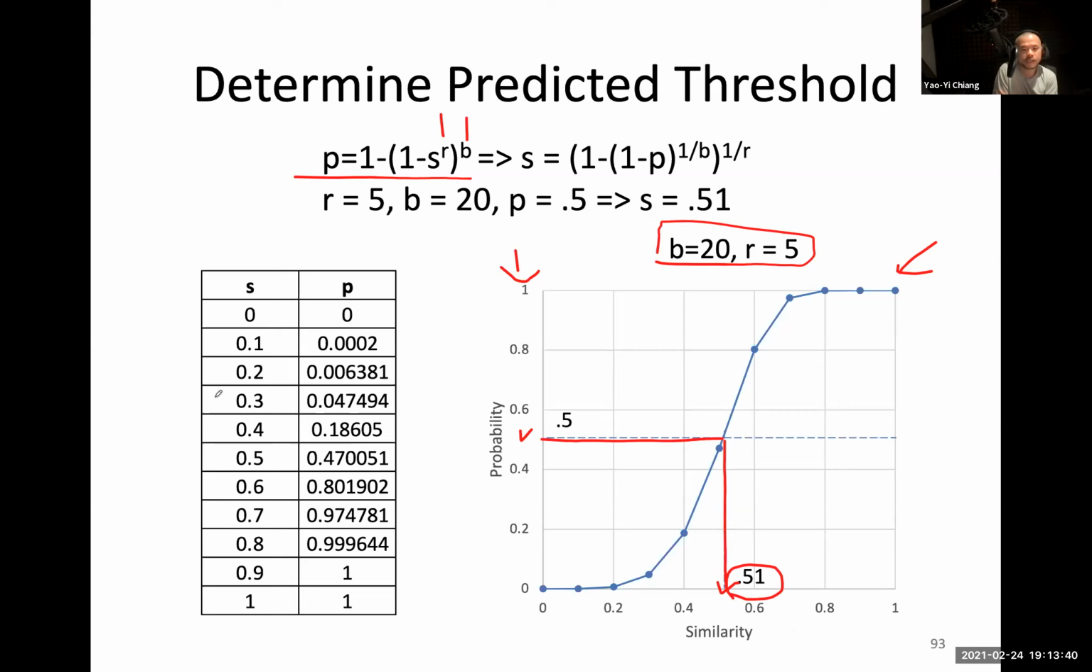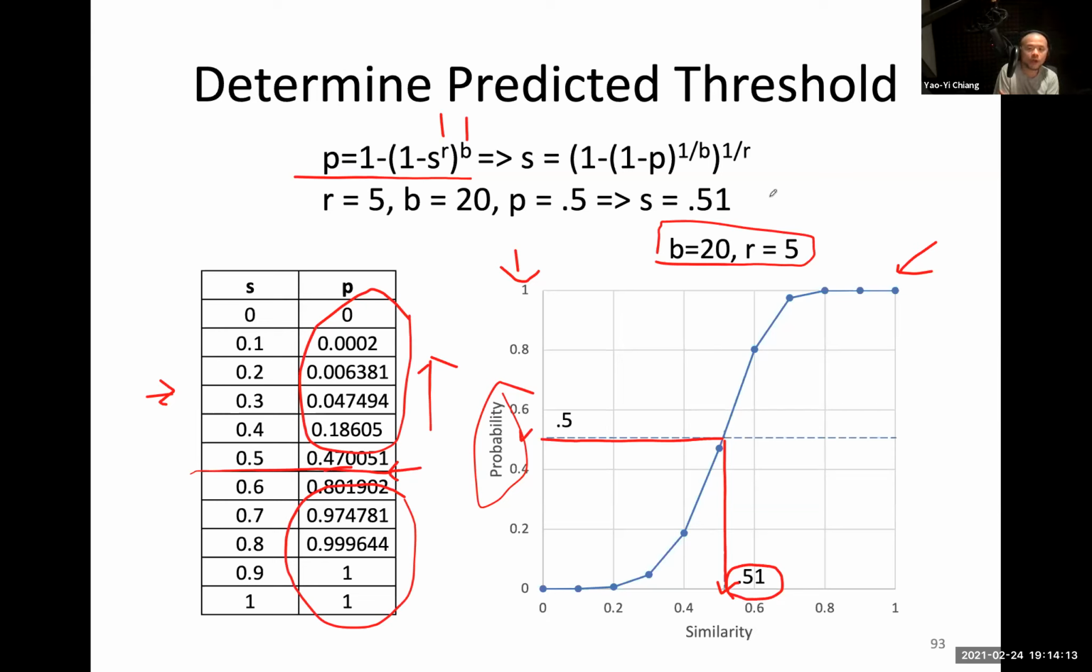Why is that? If you look at this, 0.5 is somewhere here, right? Probability 0.5. Now you have 0.47, so somewhere here. Everything below here would have a low probability to become a candidate. Everything above it will have a high probability to become a candidate. Okay, that's why the predicted threshold is usually important.